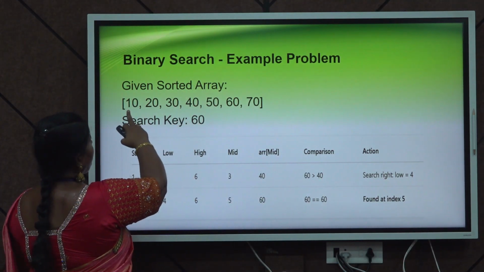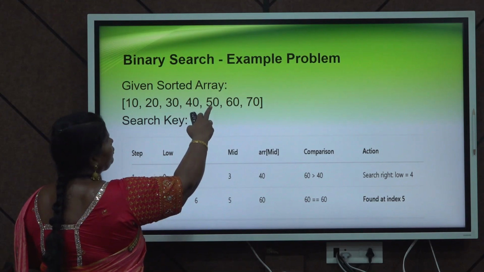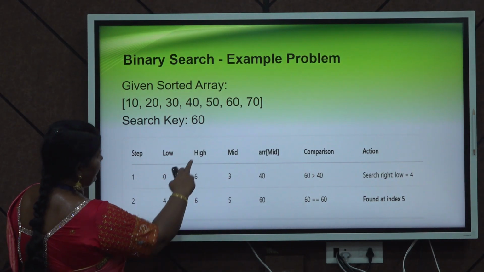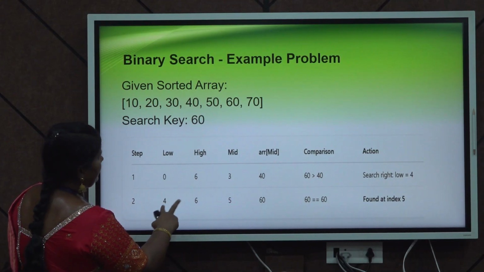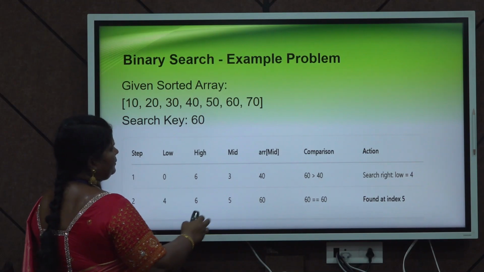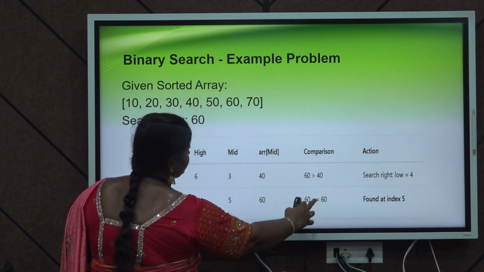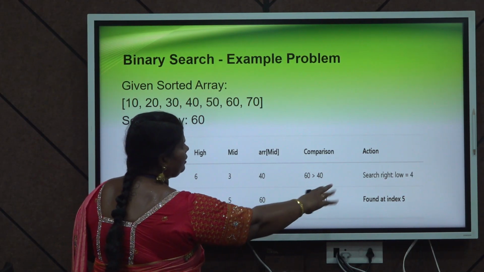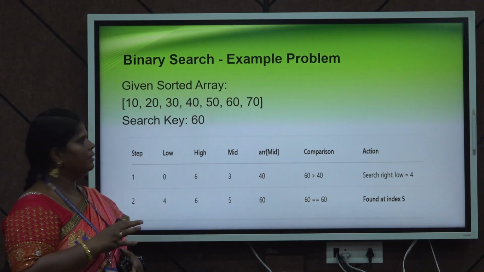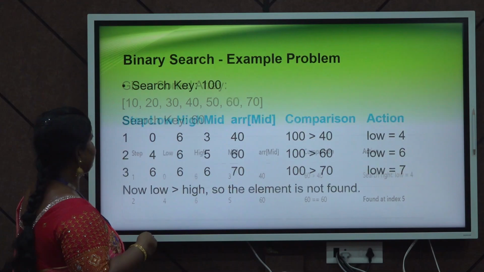Where is 4? 0, 1, 2, 3, 4. So now my low value is 4, and we are going to search from 4 to 6. Now low equal to 4 and high equal to 6. What is the mid value? (4 plus 6) by 2 means the mid value is 5, and the fifth position element is 60 and my key element is also 60. So both are equal, then found at index 5 will be returned. So this is about binary search, and the key value is found in that list.